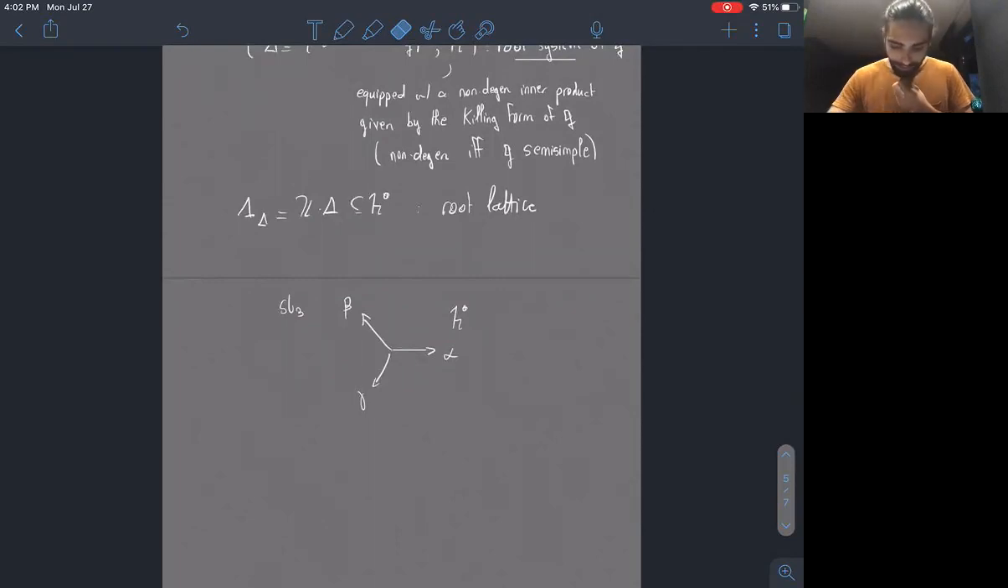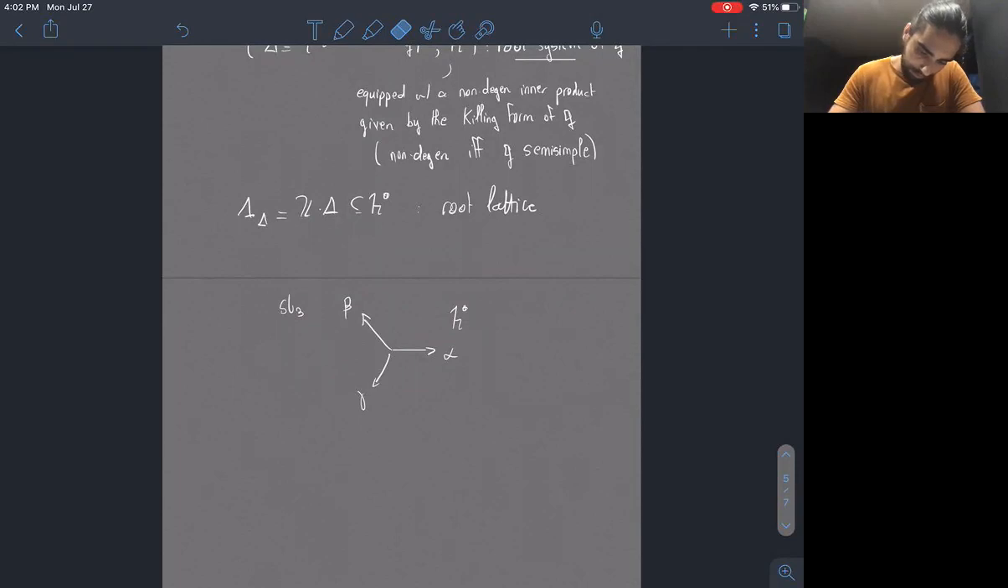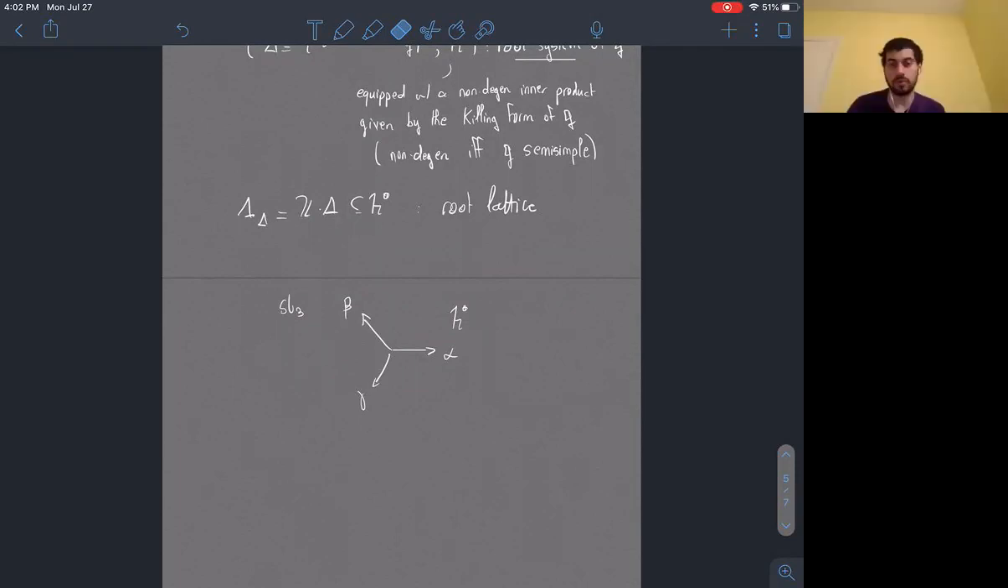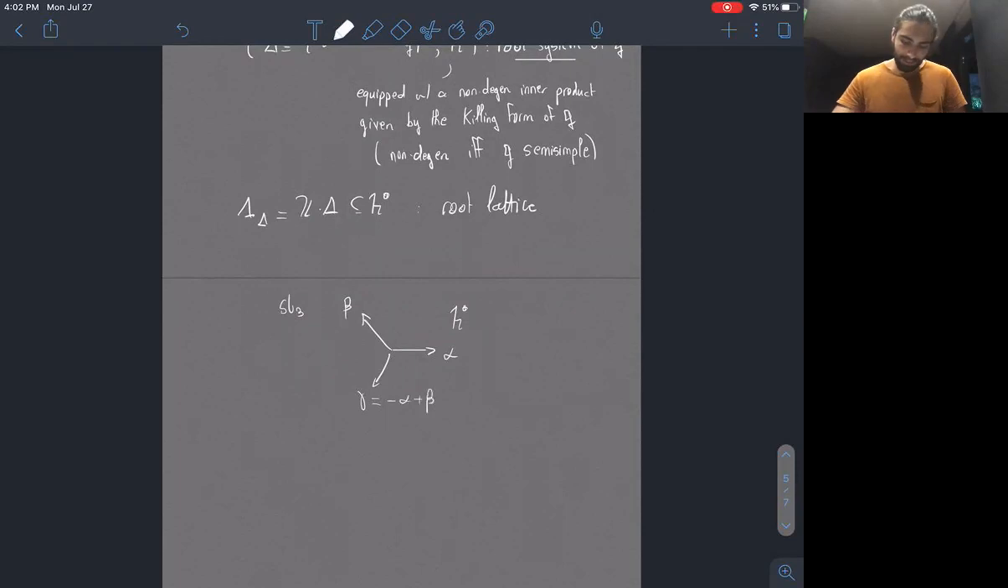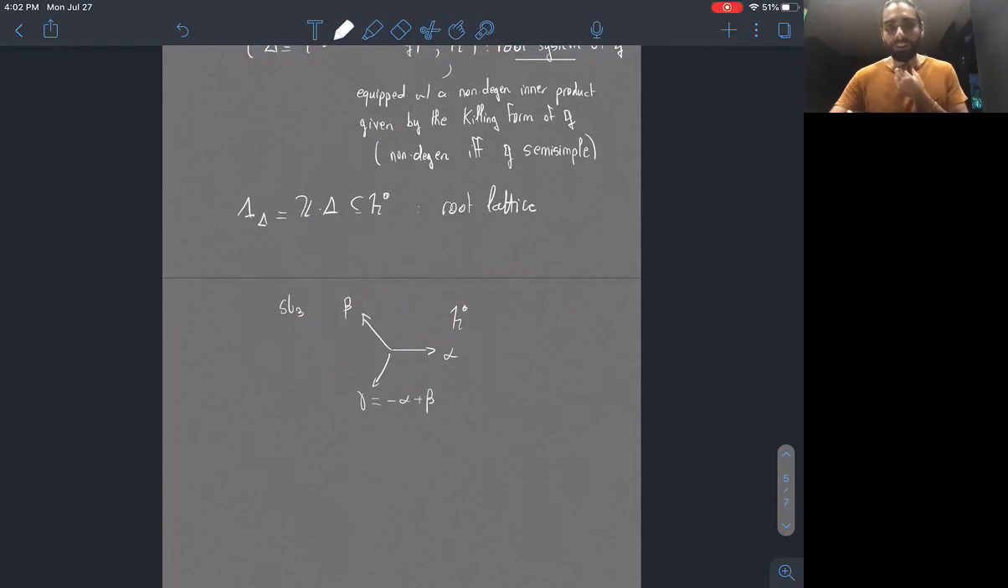Alberto, can you maybe jump in? Is it alpha plus beta? Yeah, it's those and their negatives. Right, and gamma, the way you've written it, gamma will be negative alpha plus beta. Okay, but it's those 3 and their negatives. And these are going to be the roots, and they're going to generate a copy of Z squared inside of H star, and that's going to be our root lattice.